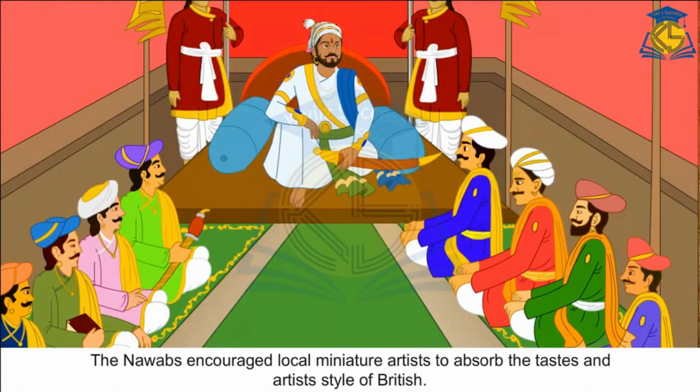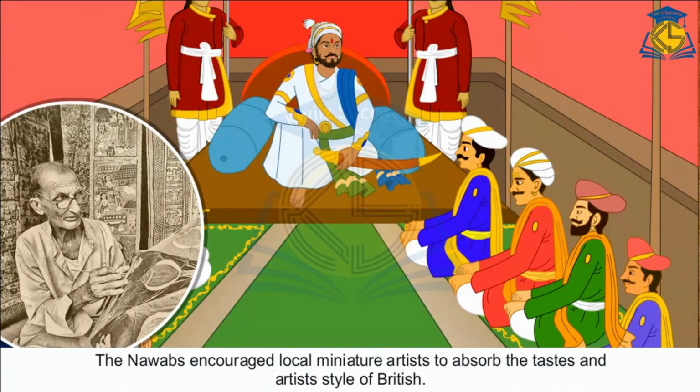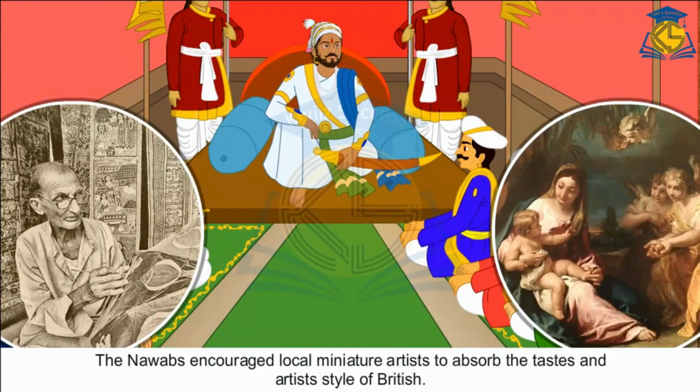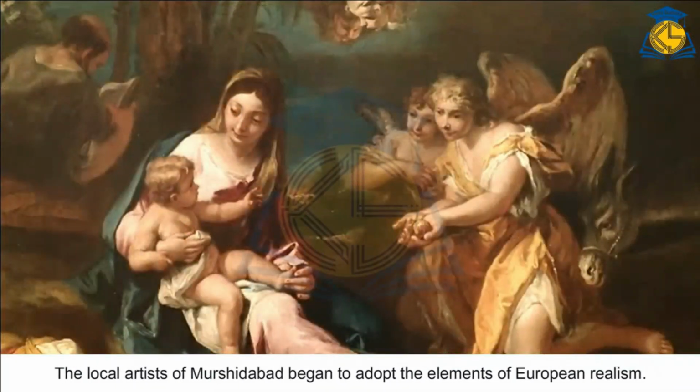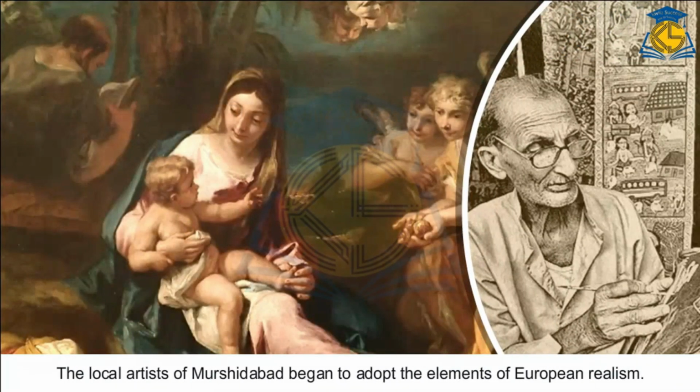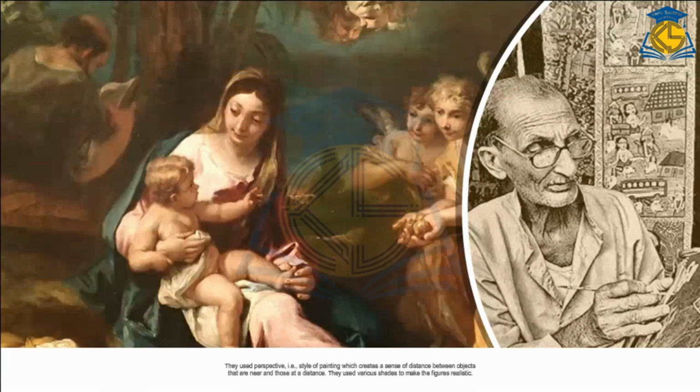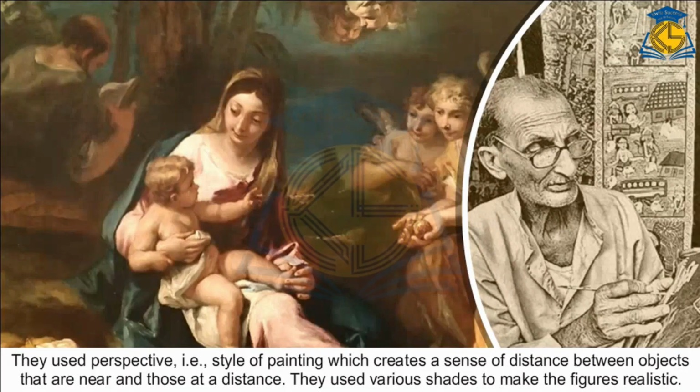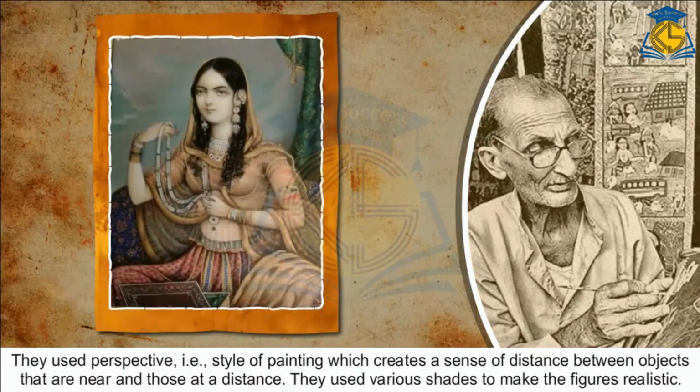The Nawabs encouraged local miniature artists to absorb the tastes and style of the British. The local artists of Murshidabad began to adopt the elements of European realism. They used perspective, that is, a style of painting which creates a sense of distance between objects that are near and those at a distance. They used various shades to make the figures realistic.